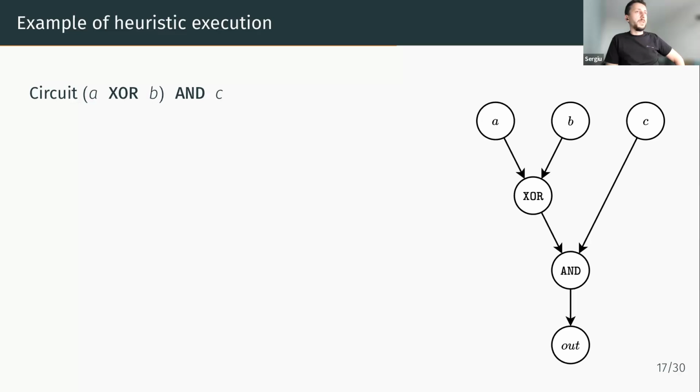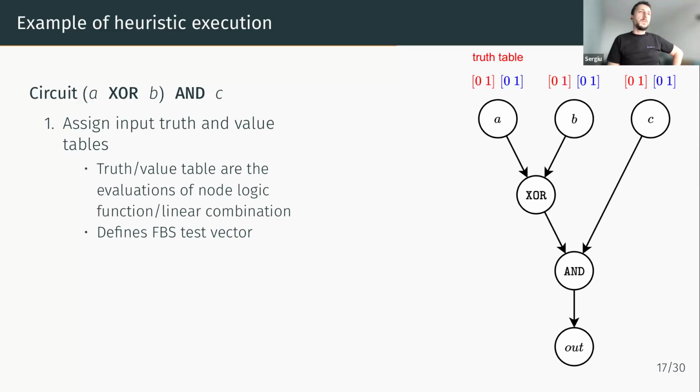So let's look into an example. Suppose we have this simple circuit with three inputs, two gates, and an output. The first step of the heuristic is to assign truth and value tables to each input. A truth table is the evaluation of the logic function of this node of the circuit gate, and the value table, or multi-value table, is the evaluation of a linear combination function of this node.